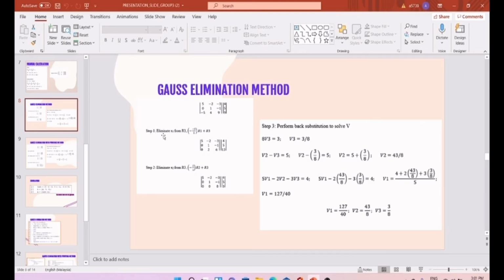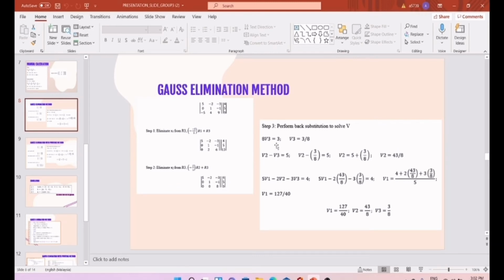Step 1, we eliminate S1 from R3: negative 5 over 5 multiplied by R1 plus R3. So we get 5, 0, 0, negative 2, 1, 2, negative 3, negative 1, 6, 4, 5, 13. For step 2, eliminate S2 from R3: negative 2 over 1 times R2 plus R3. So the matrix form we get is 5, 0, 0, negative 2, 1, 0, negative 3, negative 1, 8, 4, 5, 3.